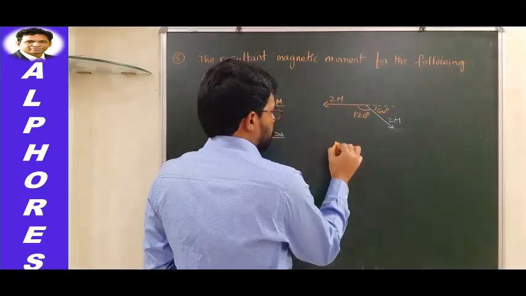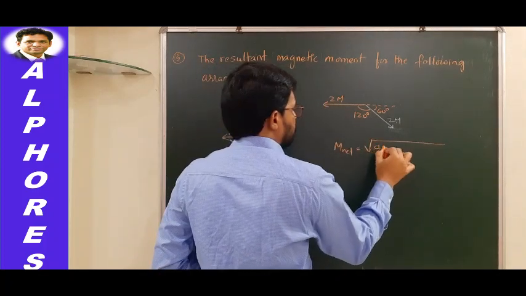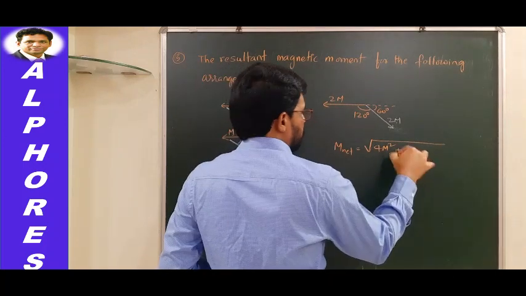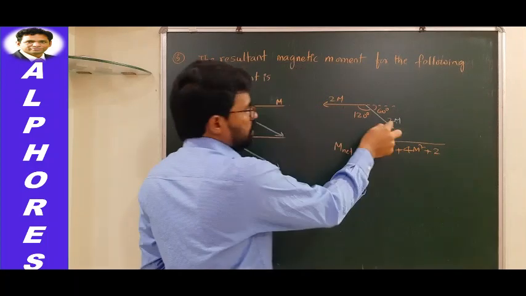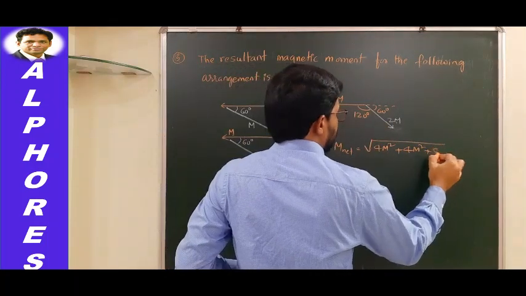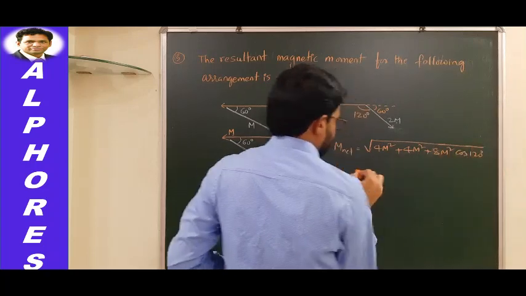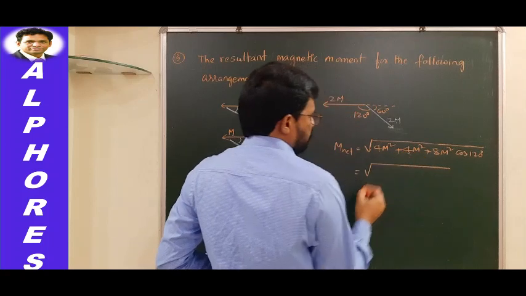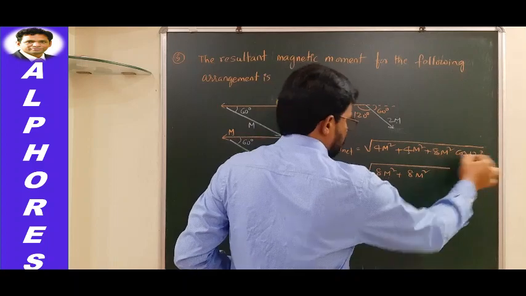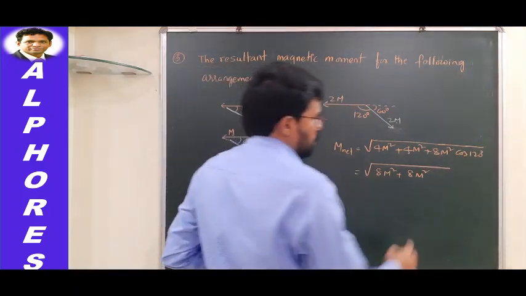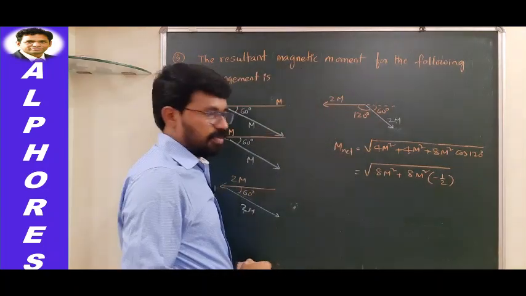Of course, yes. So the m net value will be equal to under root 2m square, it's 4m square, plus 2m whole square, it's 4m square, plus 2 into 2m into 2m. So how much it will be? 8m square cos 120. Isn't it? It's equal to how much? 8m square plus 8m square cos 120. Cos 120 is minus 1 by 2. Isn't it? Minus 1 by 2.